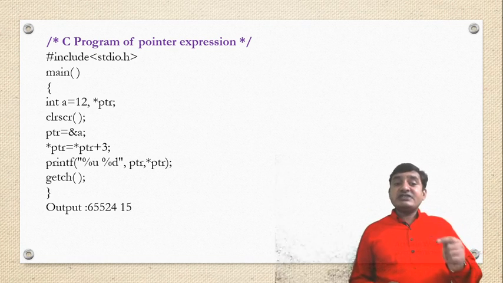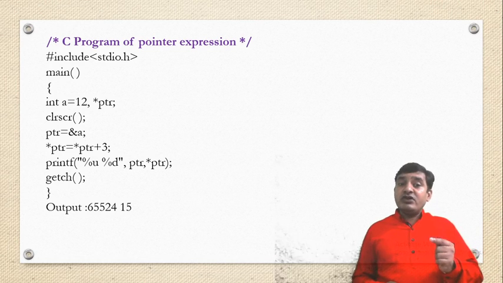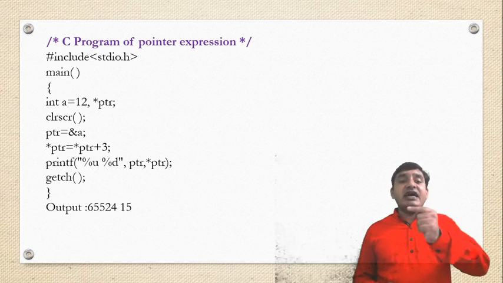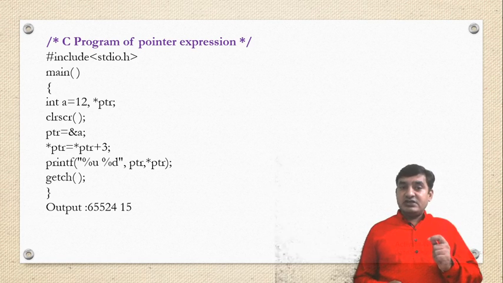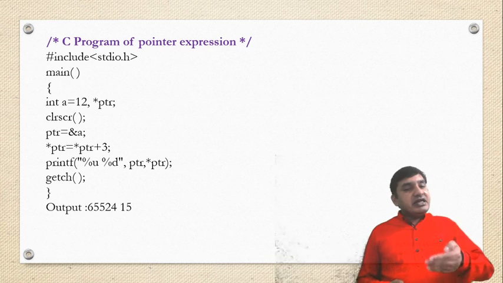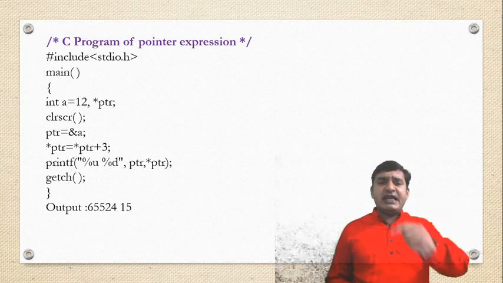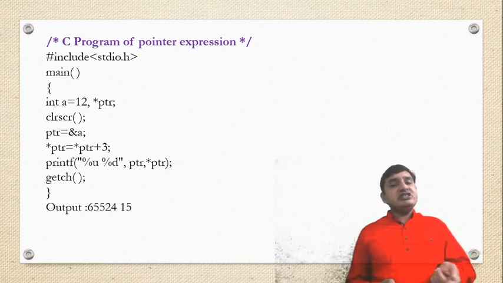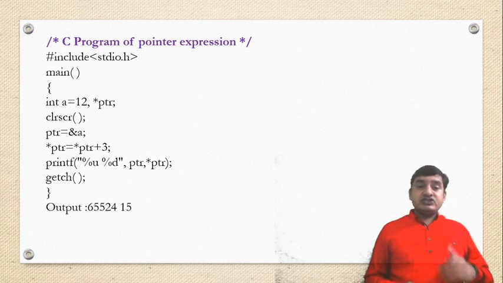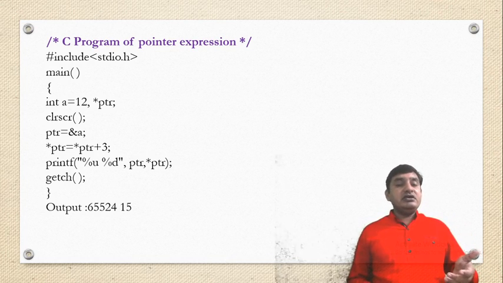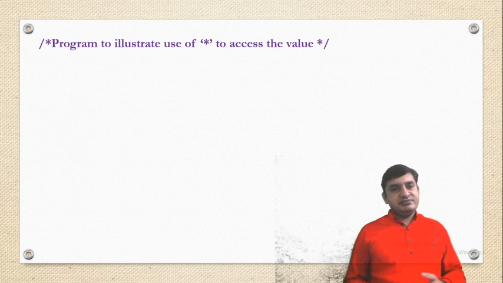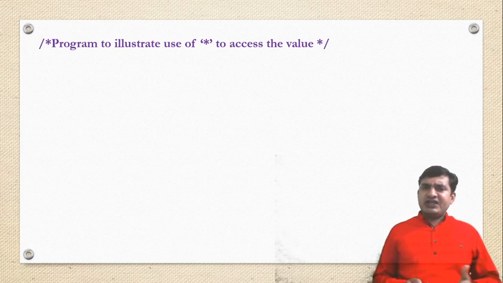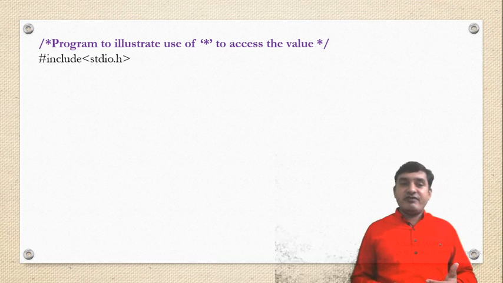Asterisk pointer points to that address, gets the value from that address, and this value is incremented by 3. So 12 is incremented by 3 and we get the value 15. Very simple. Now a program to illustrate the use of asterisk to access the value.